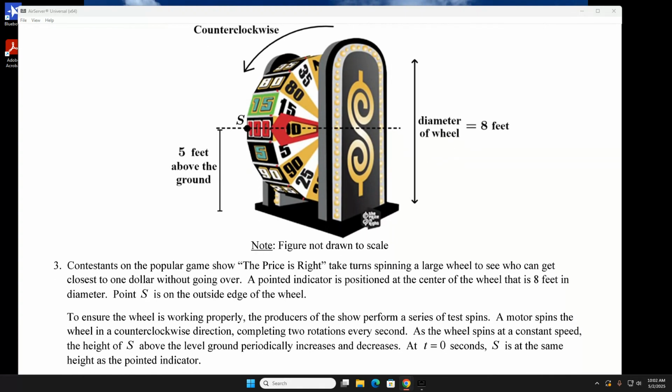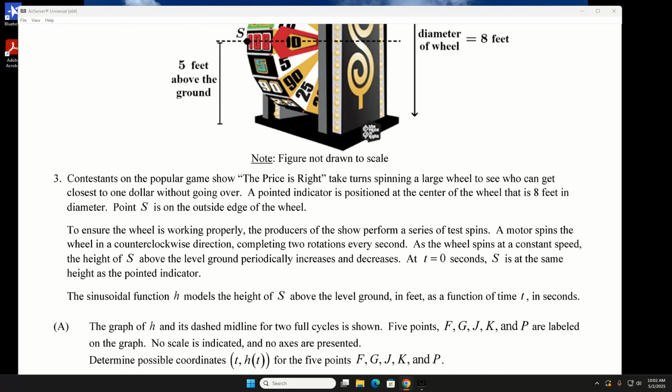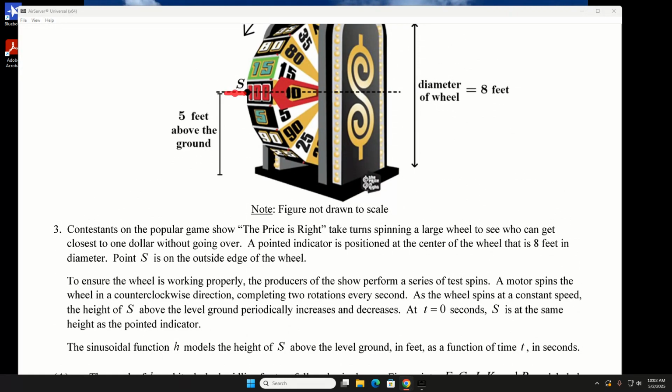All right, so contestants on the popular show, The Price is Right, take turns spinning a large wheel to see who can get closest to $1 without going over. A pointed indicator is positioned at the center of the wheel that is 8 feet in diameter. So the wheel from top to bottom is 8 feet. We're probably not going to want the whole thing, but we'll use it in a second. And then we also know somewhere, it tells us in the picture, but maybe it also tells you in the words that this little pointer that's here is 5 feet from the ground.